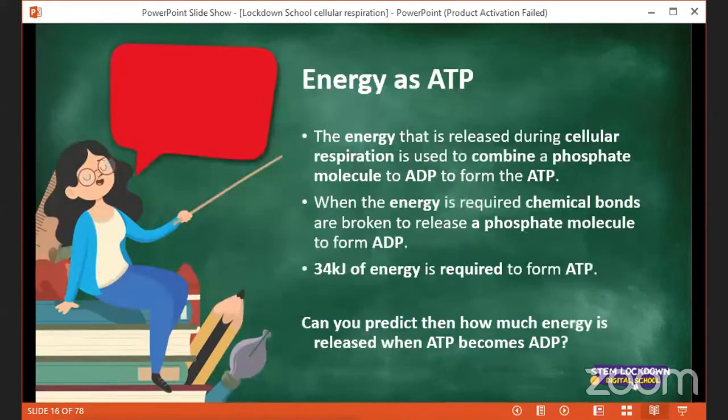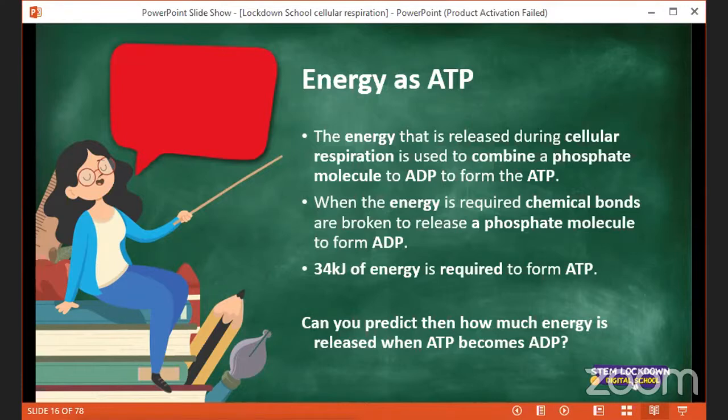Okay, so now the energy that is released during cellular respiration is used to combine a phosphate molecule to form ATP. And 34 kilojoules of energy, right, is released when ATP becomes ADP.